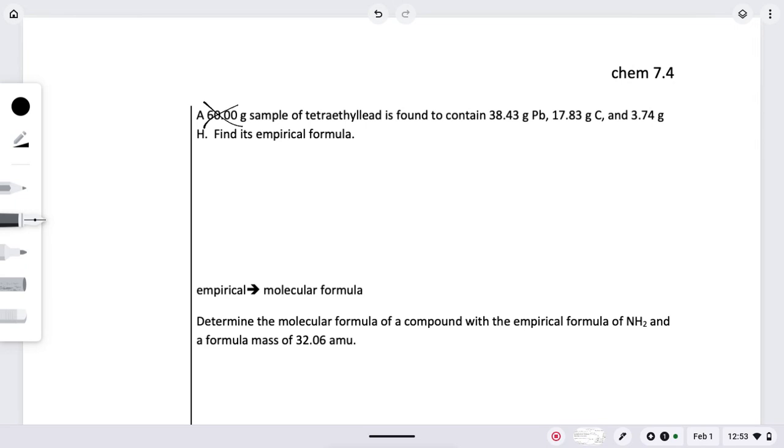And yeah, you could do percents, you could do a lot of different things with this, but I just don't really need this, right? Because I already have gram values. I don't need percents to do this. 38.43 grams of lead is a certain number of moles. Now lead's pretty big, it's like 207.2 grams per mole. If I divide that, I get some weird answer, some non-whole number, not nice looking answer.